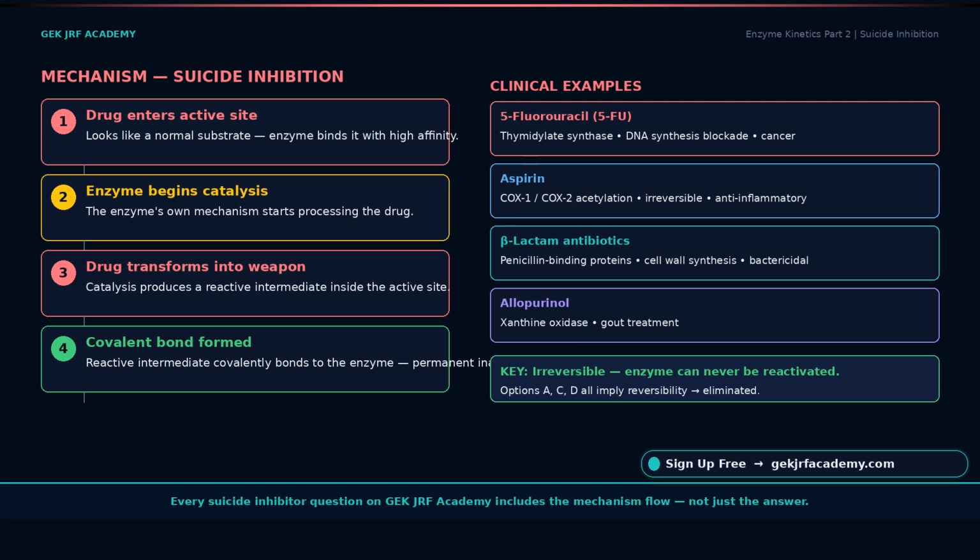5-fluorouracil works exactly this way against thymidylate synthase. The answer is B. Note: suicide inhibitors are irreversible. This immediately eliminates options A and D. Option C is eliminated because non-competitive inhibitors do not require the catalytic mechanism to activate them.